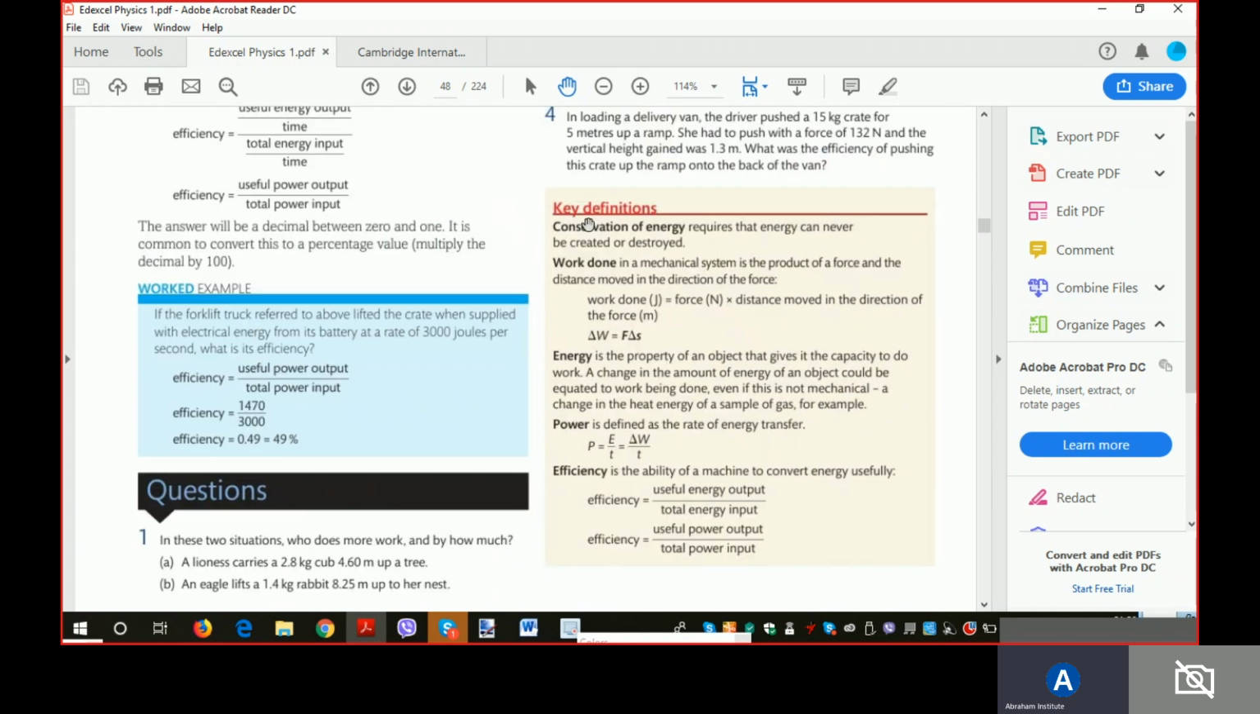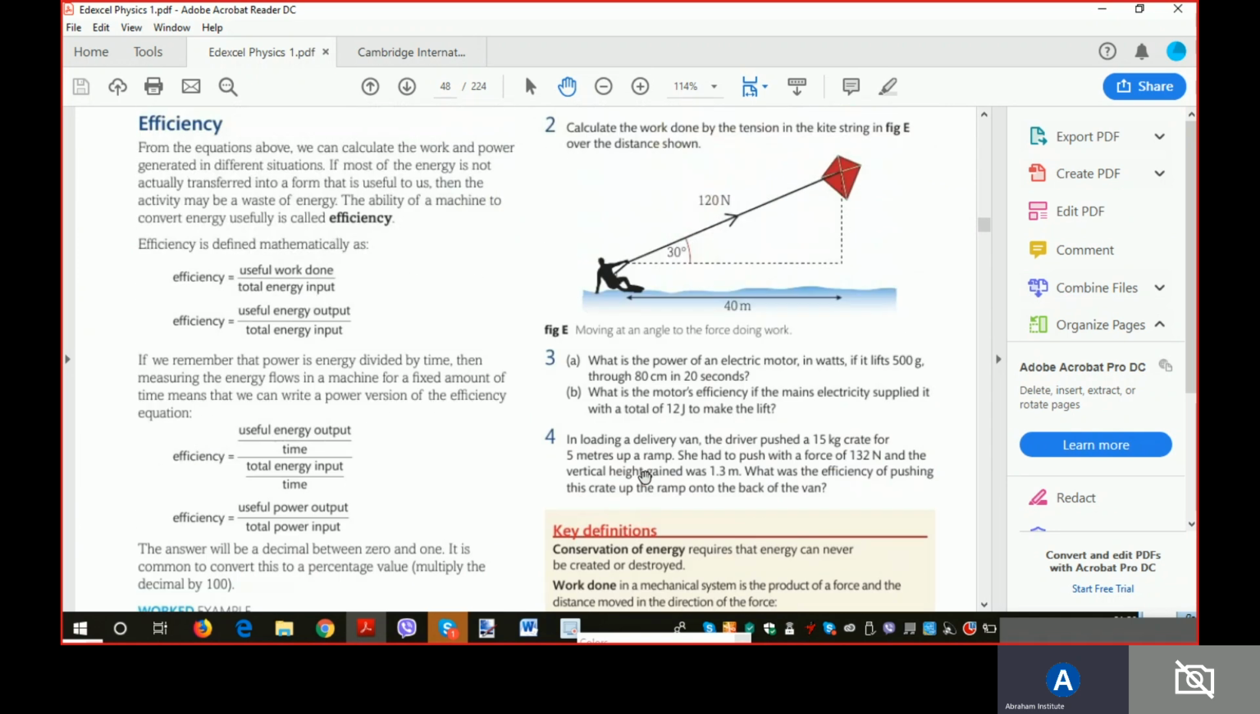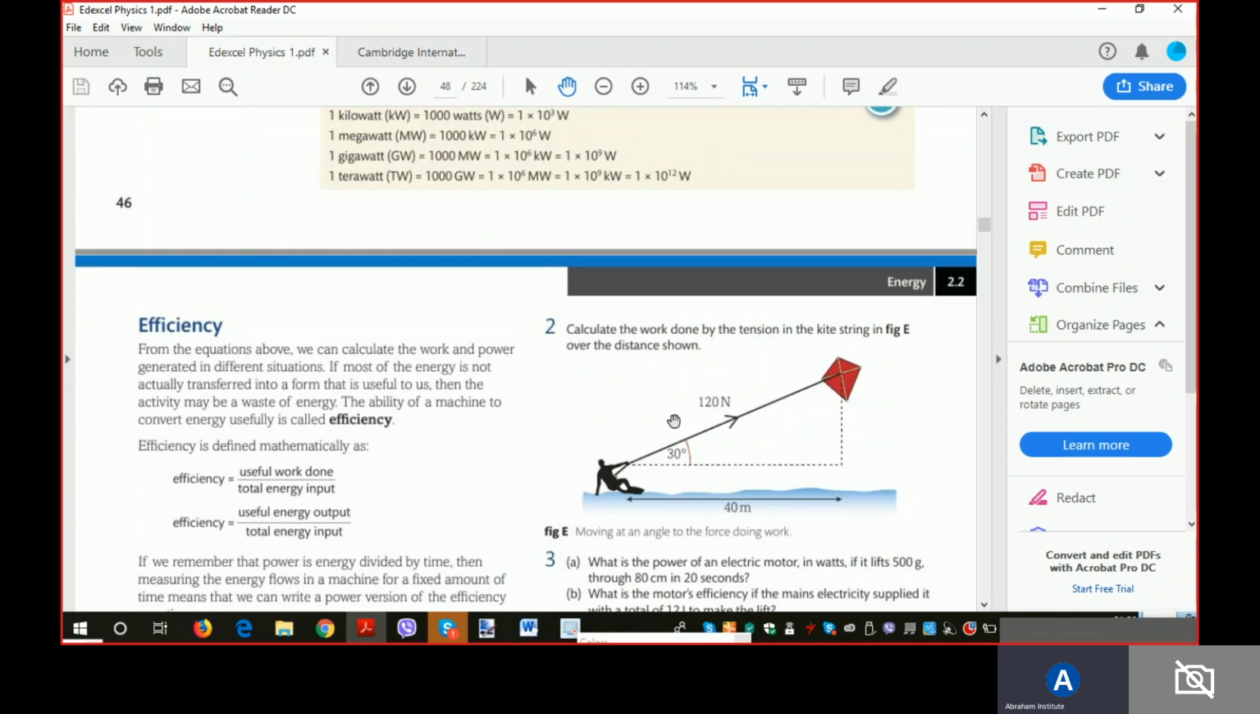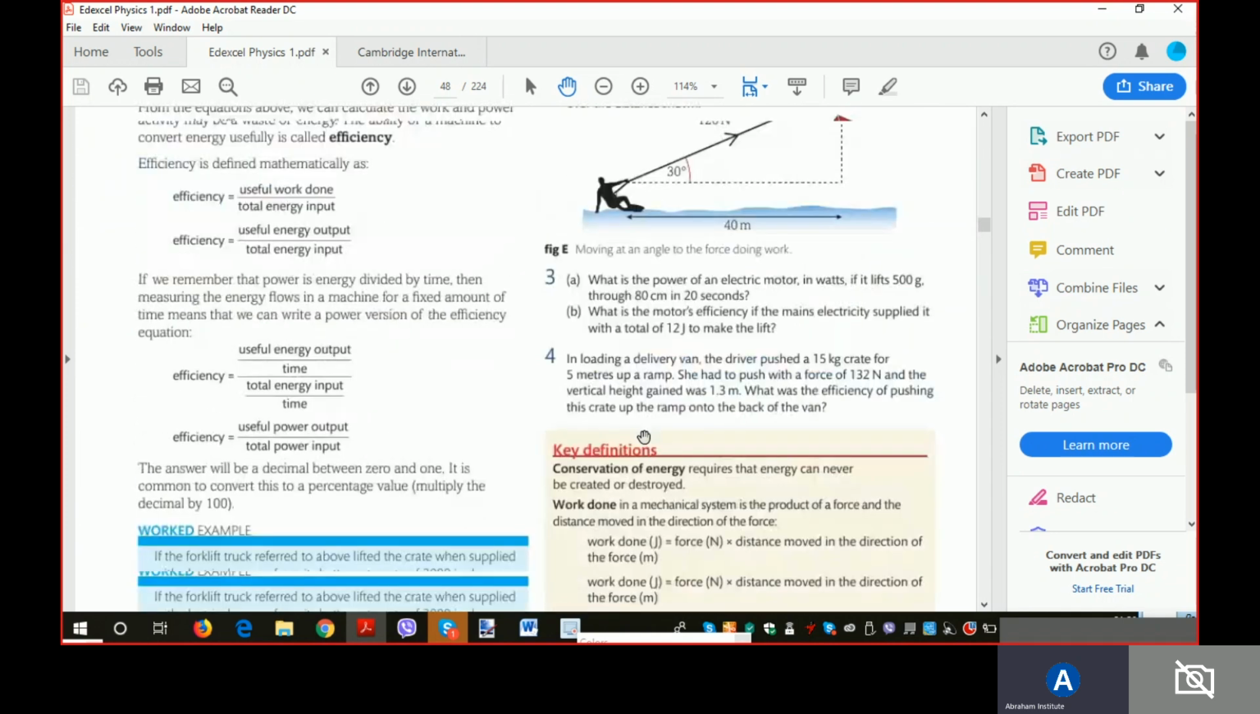And finally, everything here is extremely important. The definitions, you have learned this in the O-level class also. Conservation of energy, work done, energy, power, efficiency equations. You should know all of this. So this chapter is good to know all the equations. And there are some questions here.